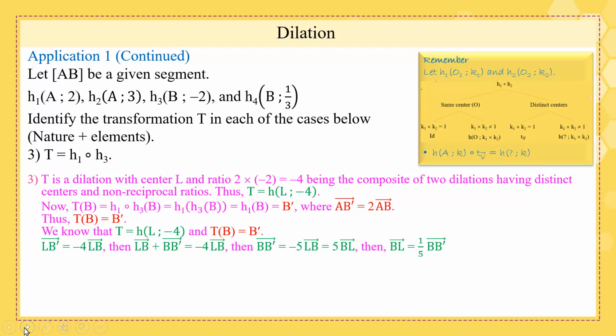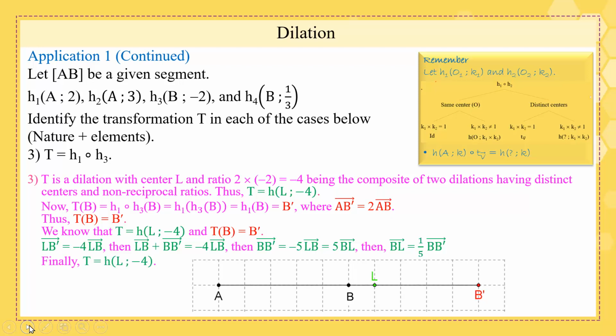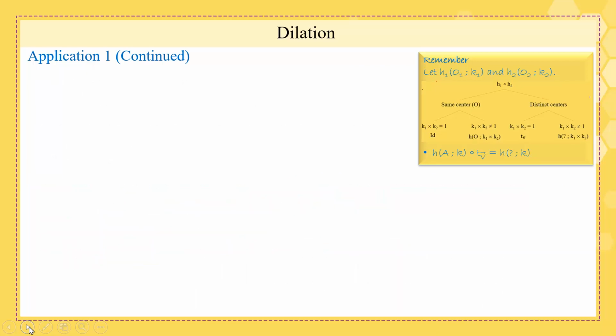We get here vector BL equal 1/5 vector BB prime. Finally, T is a dilation of center L and ratio minus 4. And as you see here in the figure, vector BL equals 1 over 5 vector BB prime and vector AB prime equals 2 vector AB. And all these points in the figure are fixed points. And so here we define exactly where the position of L is.